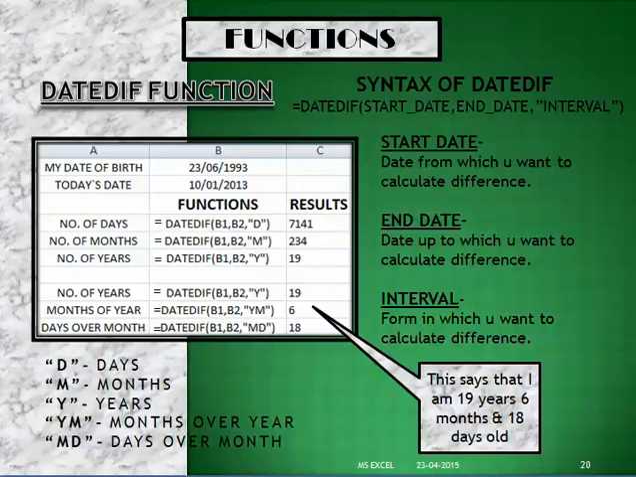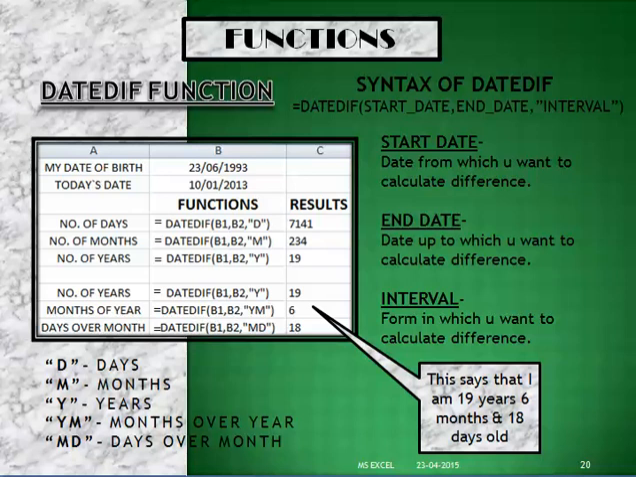Now some of the functions. DATEDIF function. The syntax is DATEDIF: start date, end date, interval. Start date is the date from which you want to calculate the difference. For example, the start date is my date of birth, 23/6/93. End date is the date up to which we want to calculate the difference. For example, here the end date is 10/1/2013. Interval is the form in which you want to calculate the difference.